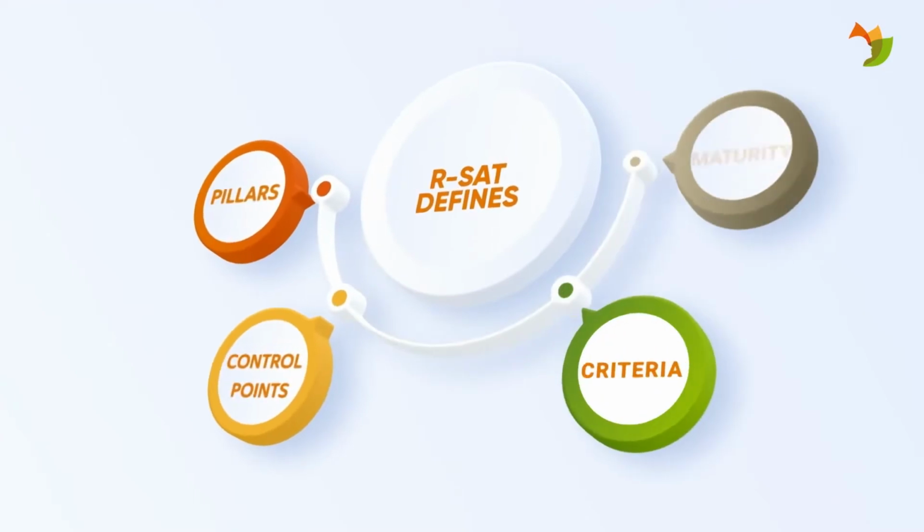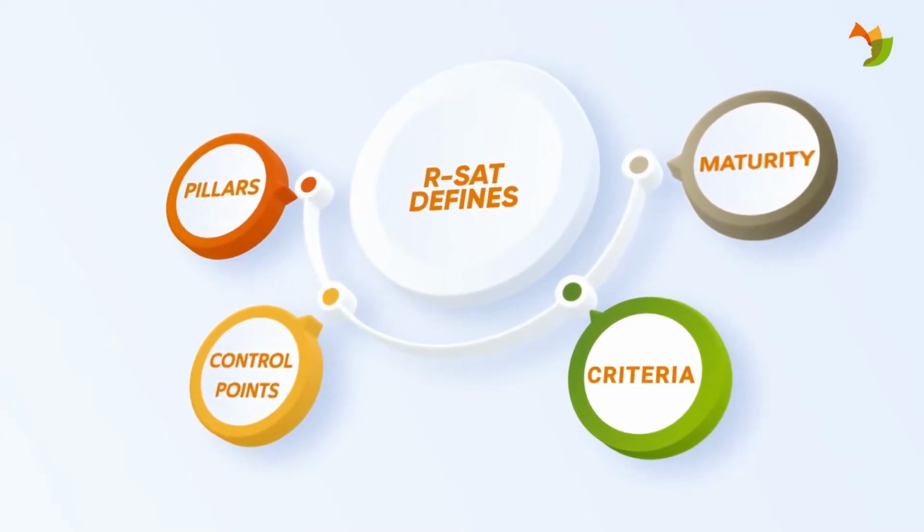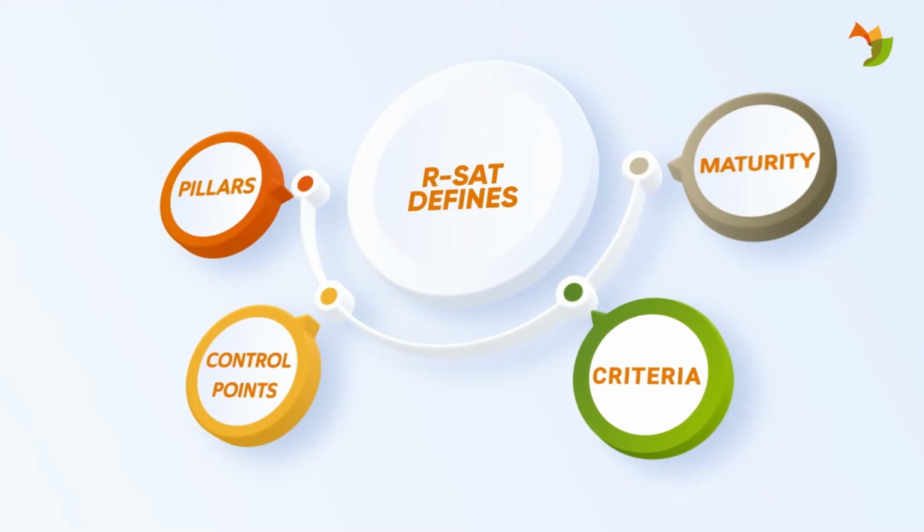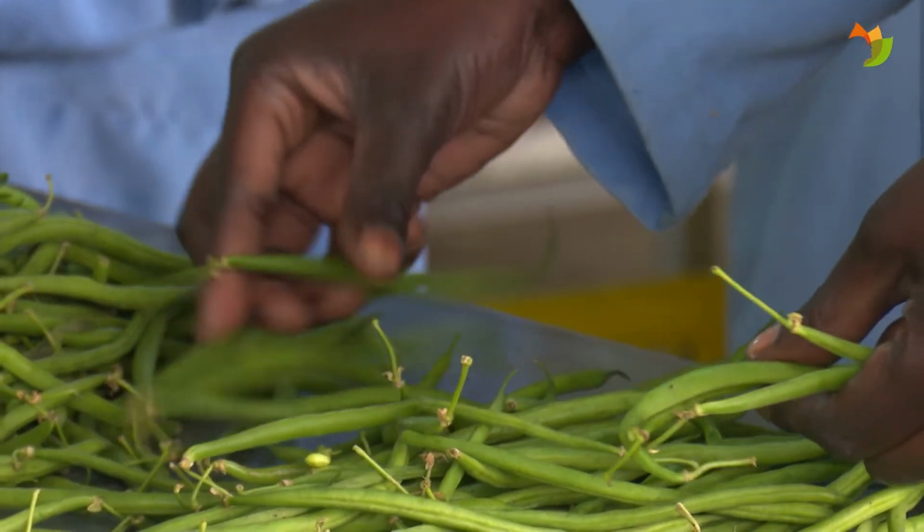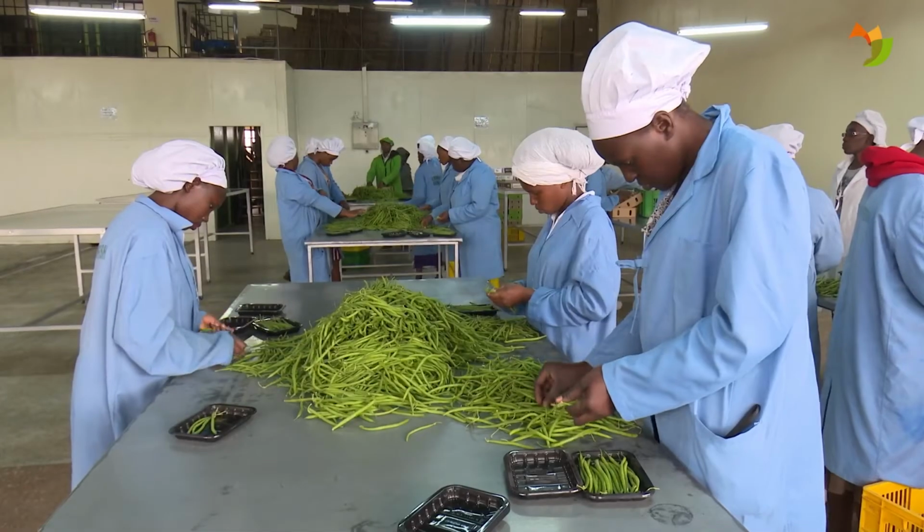COLEACP works to stimulate and also encourage the countries, both focusing on plant health and food safety, so that they are able to come up with quick methods of identifying priorities and starting implementations. And that is why COLEACP designed the RSAT, which is very critical for the process. Under its principles, the RSAT tool is not prescriptive as it defines the pillars, control points, criteria, and maturity that need to be assessed, and the information and data that need to be collected to inform the analysis.